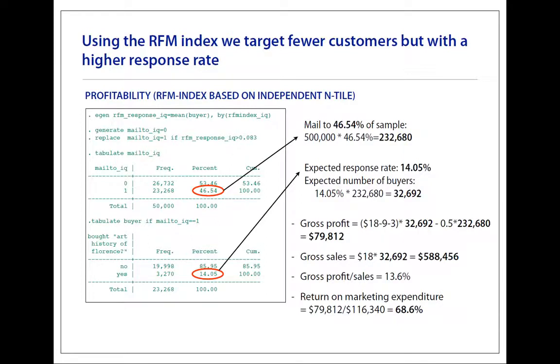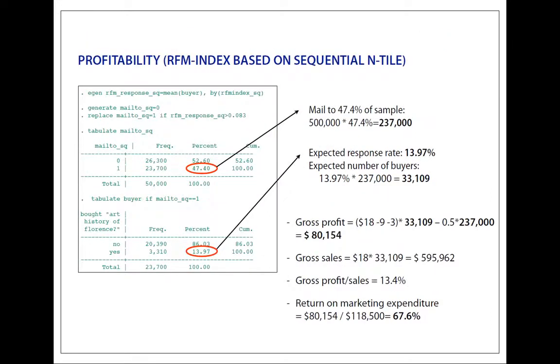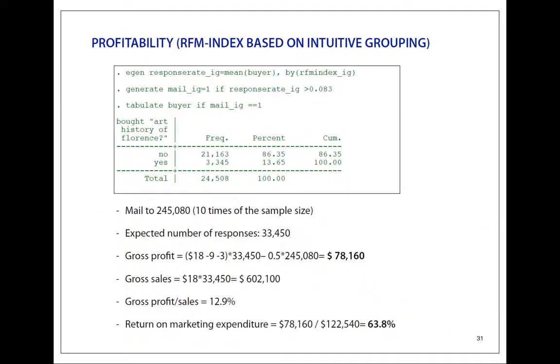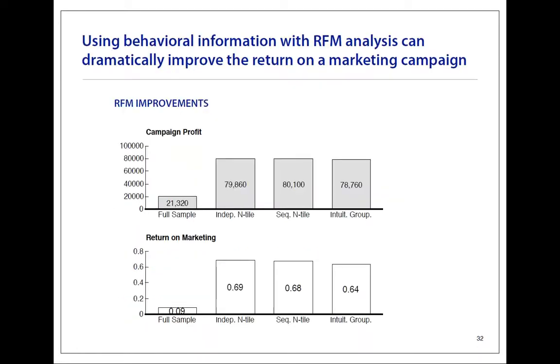And remember earlier, the return on marketing expenditure was 8.5%. Now we got almost 70. Talking about making money, here we go. I did the same using the sequential approach and using the intuitive approach, and across the board, for every approach, as long as I'm doing some reasonable targeting, the return on marketing expenditure will be much higher than the mass mailing. As you can see here, we not only have high profits, and more importantly, we have much higher return on marketing expenditures.